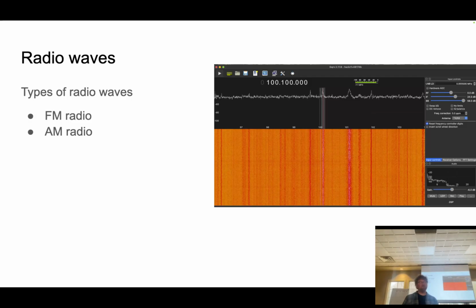FM stands for frequency modulation, and AM stands for amplitude modulation. Modulation basically just means changing something, okay? So amplitude modulation is like changing the volume, like this. Frequency modulation is changing the frequency. So the volume doesn't change, but it goes like this. Okay, so that's kind of the difference. They're also at different frequencies.